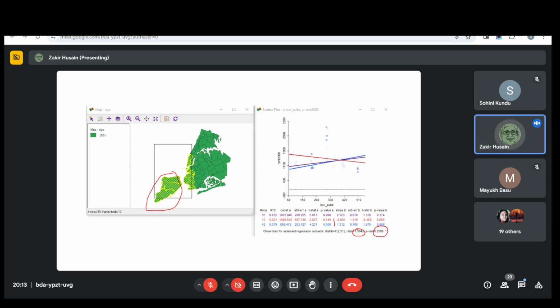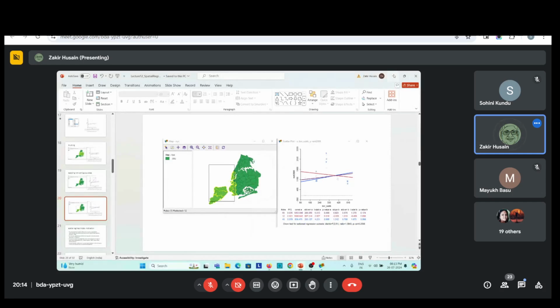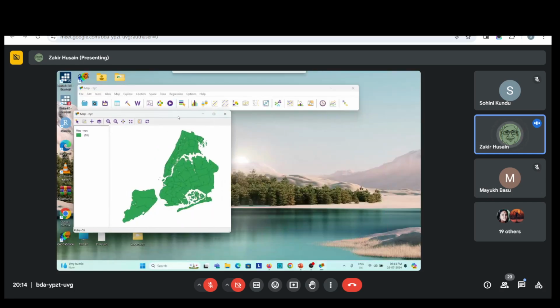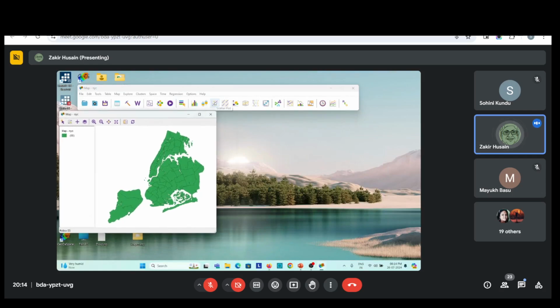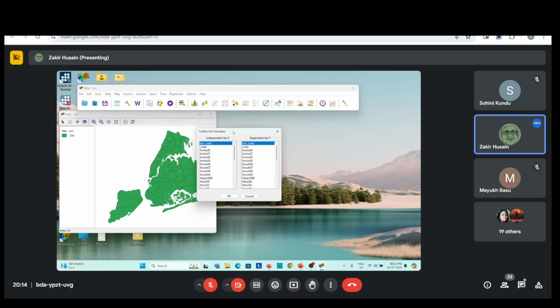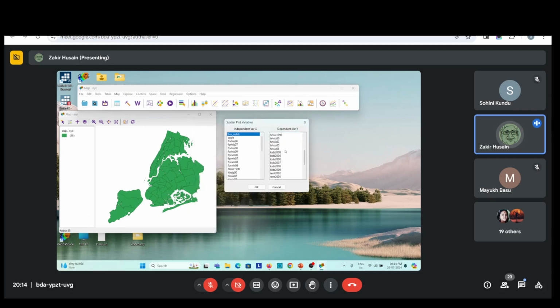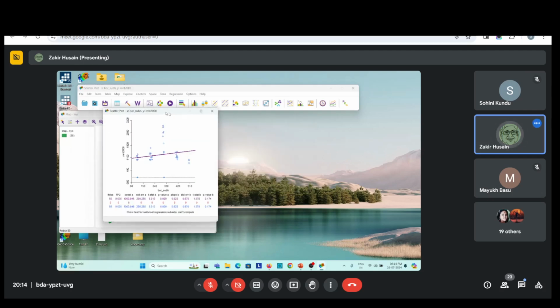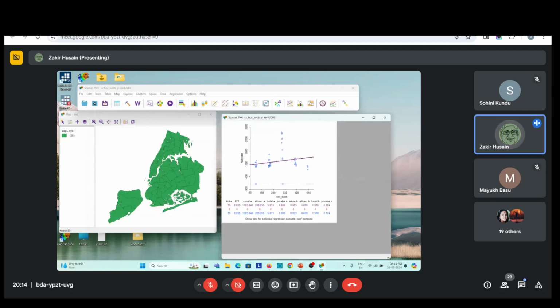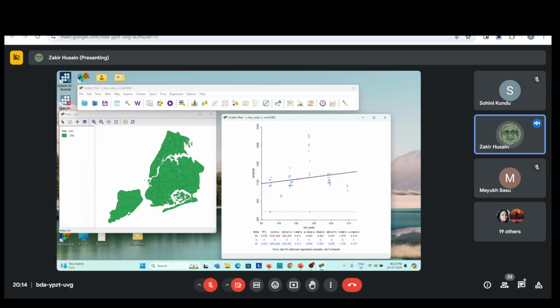So this is how we detect spatial regimes. Let us go back to this NYC data. This is the scatter plot. Borrow, and now I have to select rent. Rent 0.8, clicking OK. Let me increase the size. So you can see this is the line for the entire data. And now let me select Manhattan.